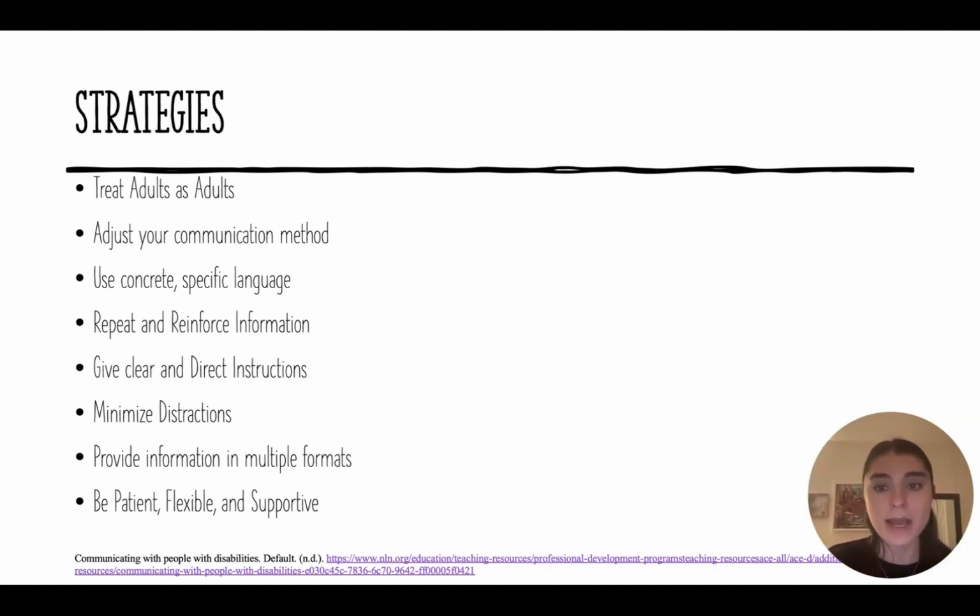And finally, it's important to be patient, flexible, and supportive. If you don't understand what the patient is saying, ask them to repeat it rather than guessing. Recognizing that some patients may struggle with reading, writing, even speaking, try to provide alternative communication options for them. So as future medical providers, it's our responsibility to advocate for these patients and to have better communication practices to ensure that all patients, regardless of their abilities, receive the care and respect that they deserve.